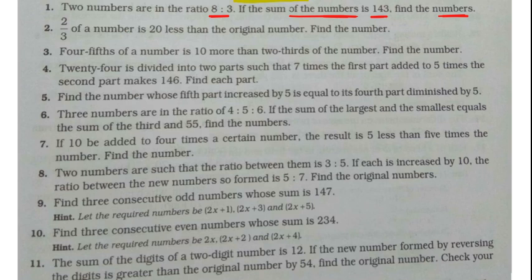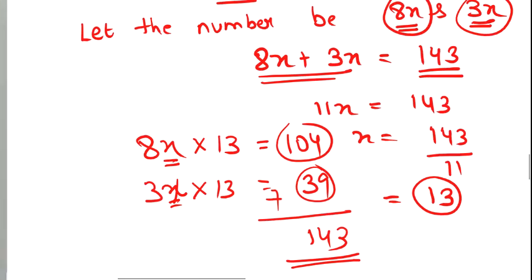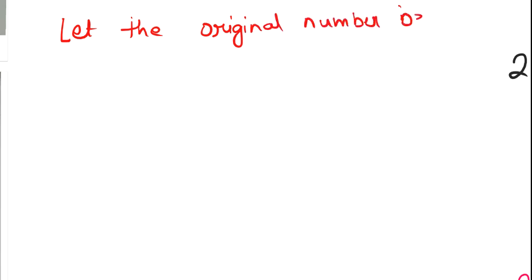Okay, now understand question number 2. What it's saying: 2/3 of a number is 20 less than the original number. Here the original number is missing, so we need to find out the original number. So how will we write our statement? Let the original number be x.